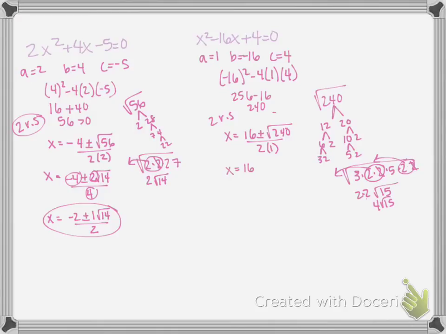So x equals 16 plus 4 square root 15 all over 2 times 1 gets me 2. And since all of these numbers are now divisible by 2, I can simplify. So x equals 8 plus or minus 2 square root 15. Do not divide the square root.